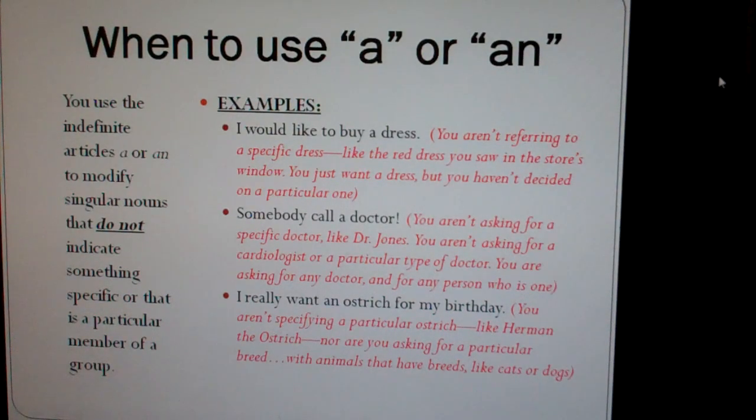I really want an ostrich for my birthday. You aren't specifying a particular ostrich, like Herman the ostrich, nor are you asking for a particular breed, with animals that have breeds anyway, like cats or dogs.